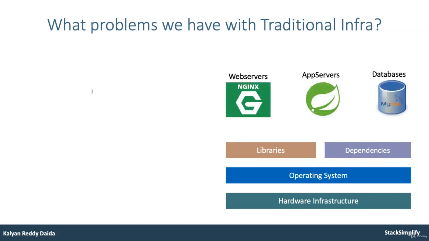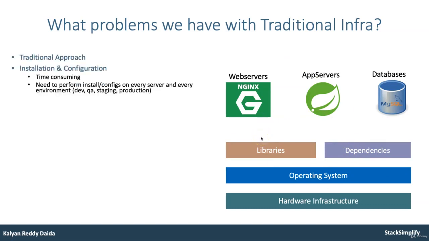Let's consider we have web servers as Nginx, app servers as Spring Boot applications which are Java type, and databases as MySQL. For those, we need to install the required OS libraries and also the dependencies. For example, if you want to run JBoss or Tomcat, you also install the JDK and all those things. We need to install and handle all these libraries and dependencies. So installation and configuration is the biggest problem in the traditional approach.